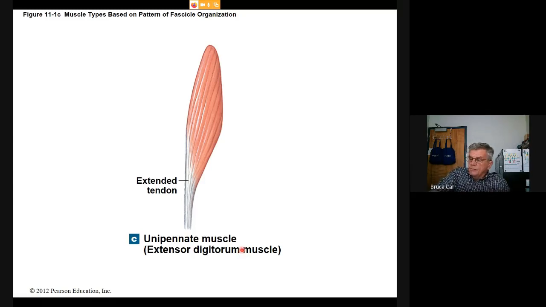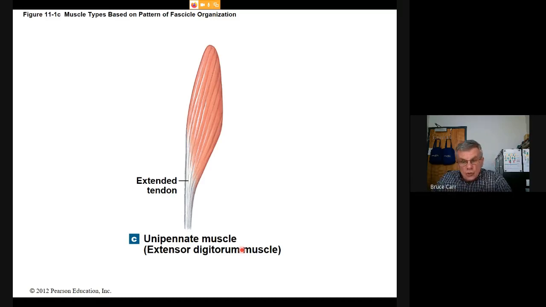It sits here on the posterior surface of the lower arm, the forearm, and it's going to extend the fingers. So I can flex my fingers. That would be a flexor digitorum. And when I extend my fingers, I'm contracting actually a group of muscles that are up here and connected by long tendons. You can see those tendons on the back of your hand, all the way down here to a posterior connection on the phalanges of each finger.